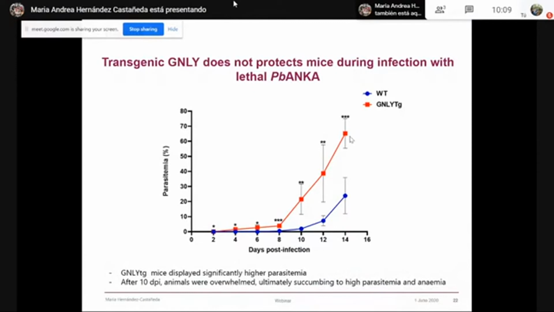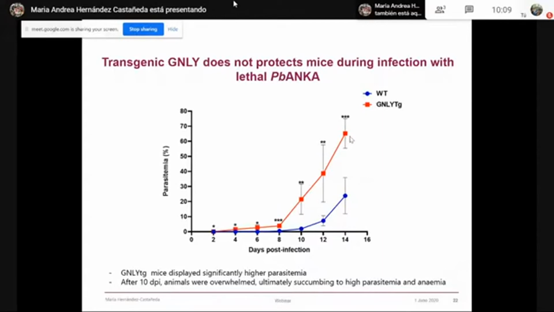As you remember, in vitro the granzyme B actually reduces the viability of the parasite and reduces the invasion, and this is helped by the granulysin or the perforin. But here we don't see that. We actually see that somehow these animals that have the transgene have higher parasitemia.